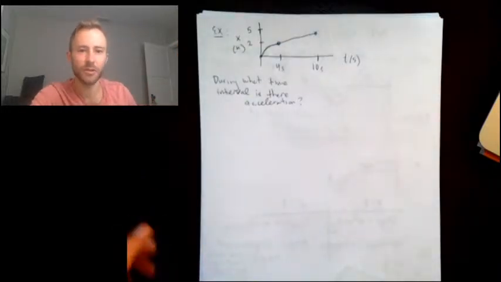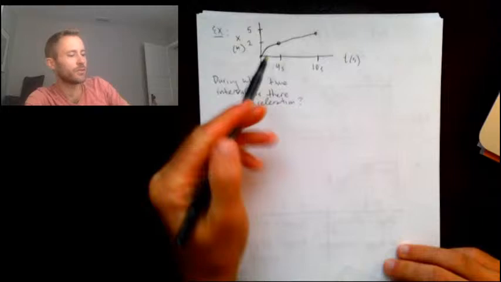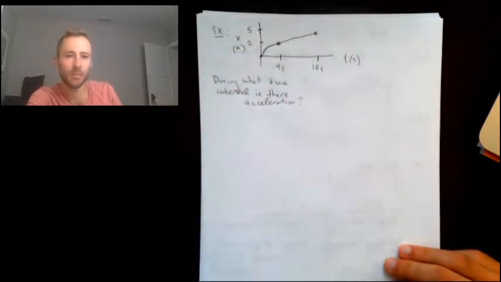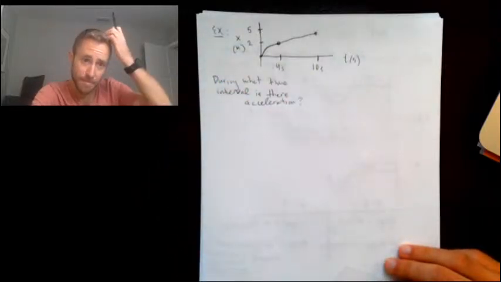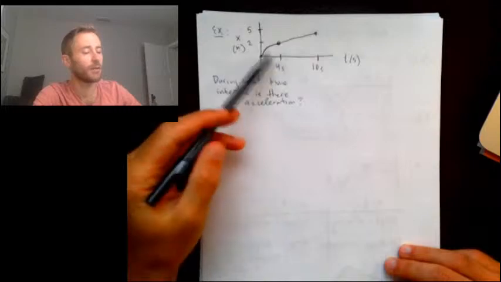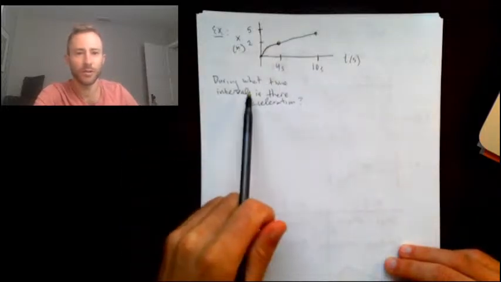During what time interval is there acceleration? Well, this is a position time graph, okay? This is a position time graph. So how do we know if there's acceleration or not?